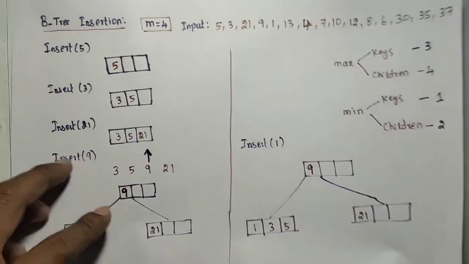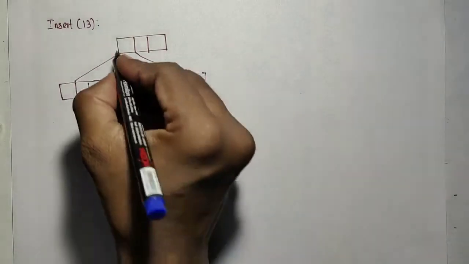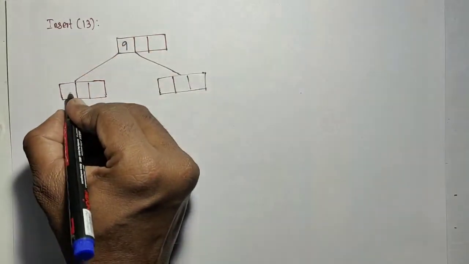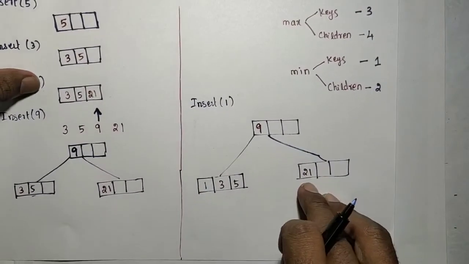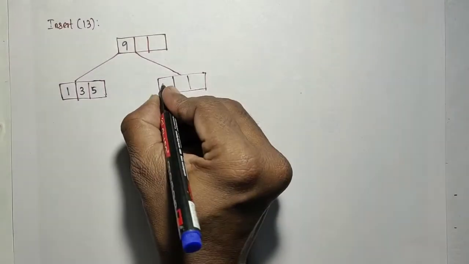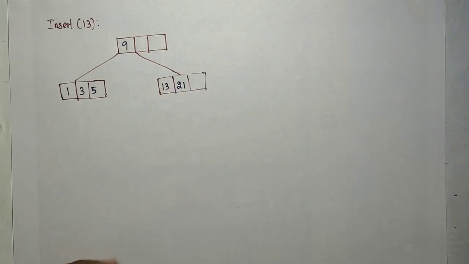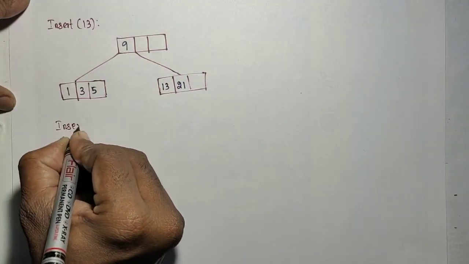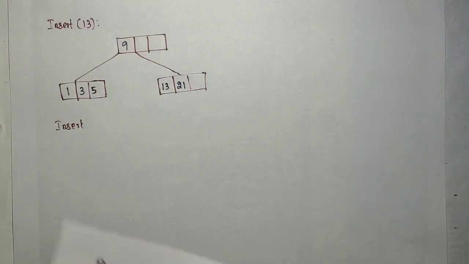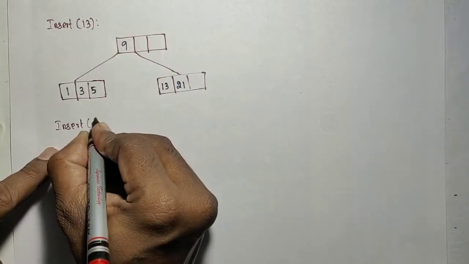The new tree after inserting the 13: after inserting the 13, 9 has no change, with the left 1, 3, 5 and the right 13, 21. So 13 is inserted in the empty space. Next I need to go for the next insert. The next element to be inserted in the list is 4. So I have to insert 4.